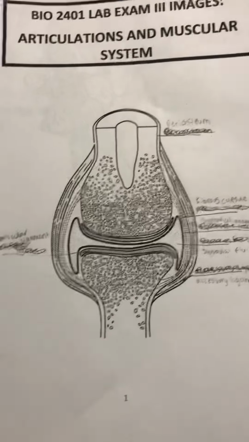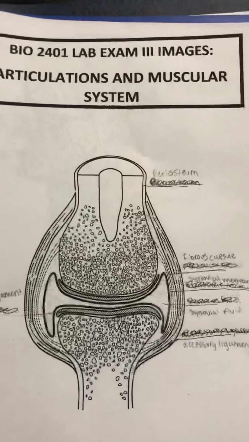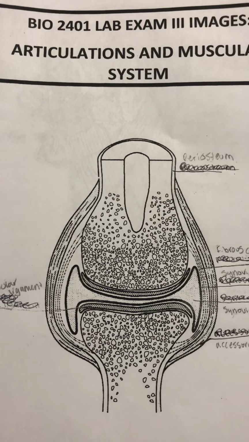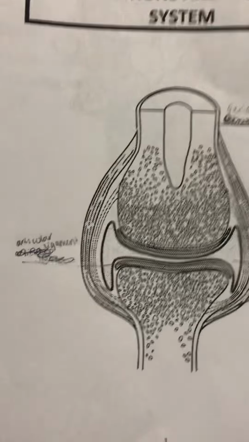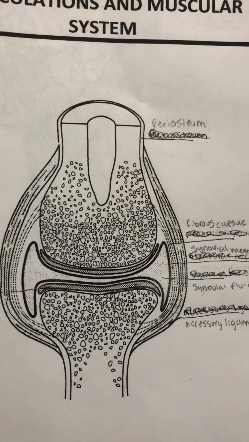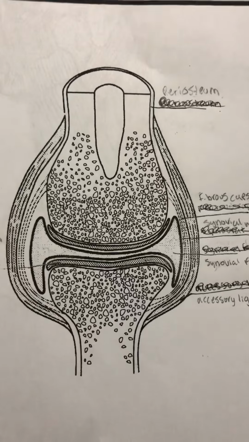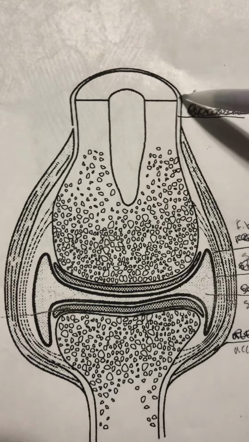Okay, so this is for 8P1, and I'm going to label articulations and muscular system. I already started labeling, but I messed up on the other video. This is the third try. So I'm just going to briefly go over them.